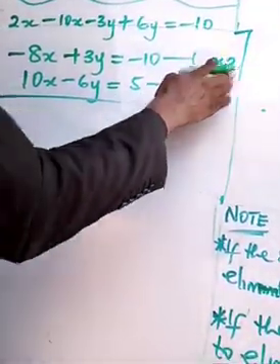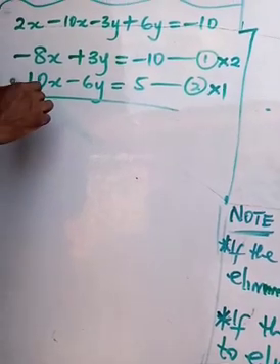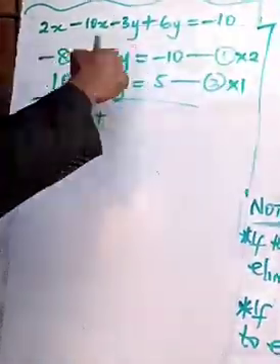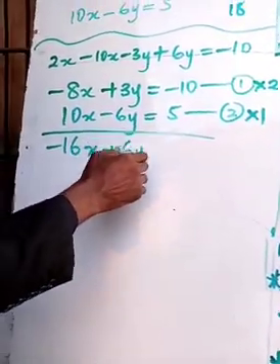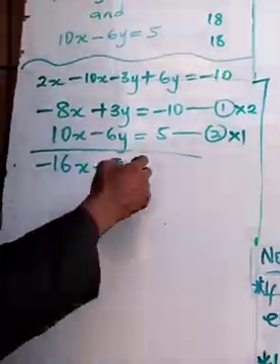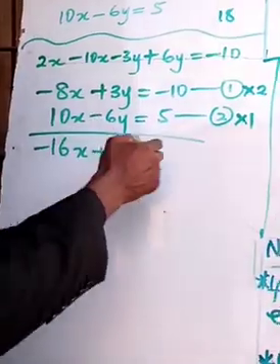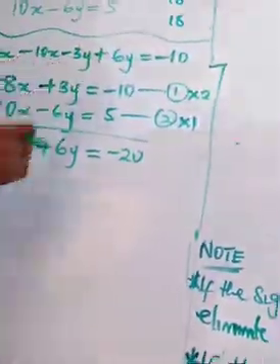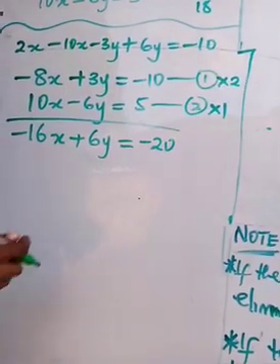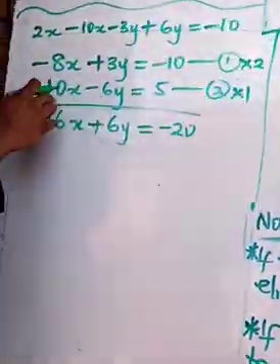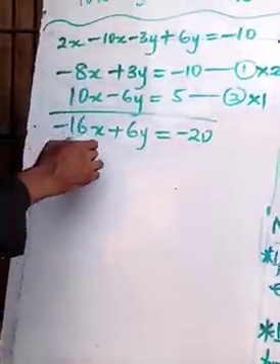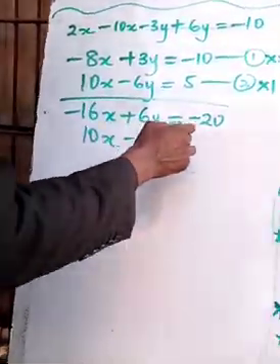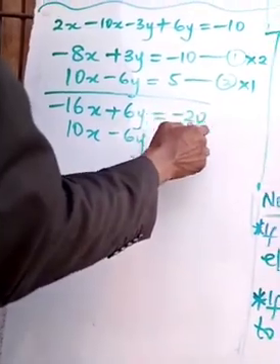So 2 times minus 8, that's minus 16x, plus 2 times 3, that's 6y, is equals to 2 times minus 10, that's minus 20. So we use the 2 to multiply everything. Then you use this one to multiply everything. 1 times 10, that's 10x. 1 times minus 6y, that's minus 6y. Then 1 times 5, that's 5.